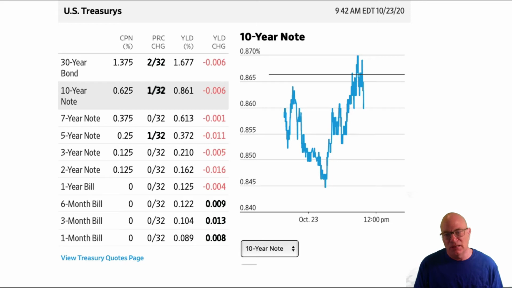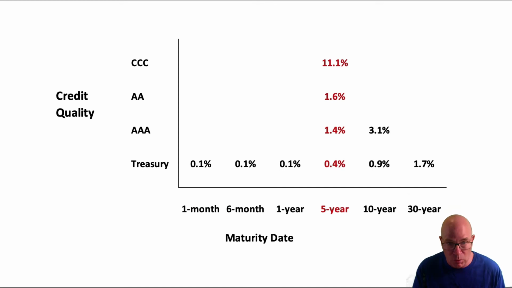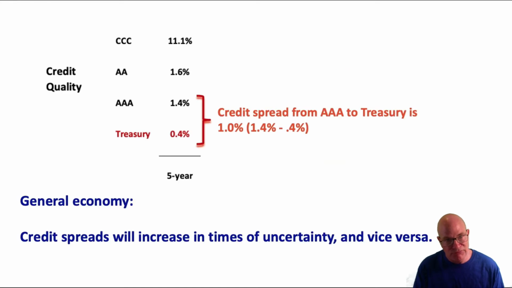We're sketching here the yield to maturity curve. The other item there is credit quality, and I picked the 5-year maturity. Here you see 0.4% for Treasury, 1.4% for AAA, 1.6% for AA, 11.1% for CCC. Let's focus on that: if we subtract the Treasury yield from AAA, we get the credit spread. That's 1% in this case, 1.4 minus 0.4. A 1% credit spread for AAA to Treasury.